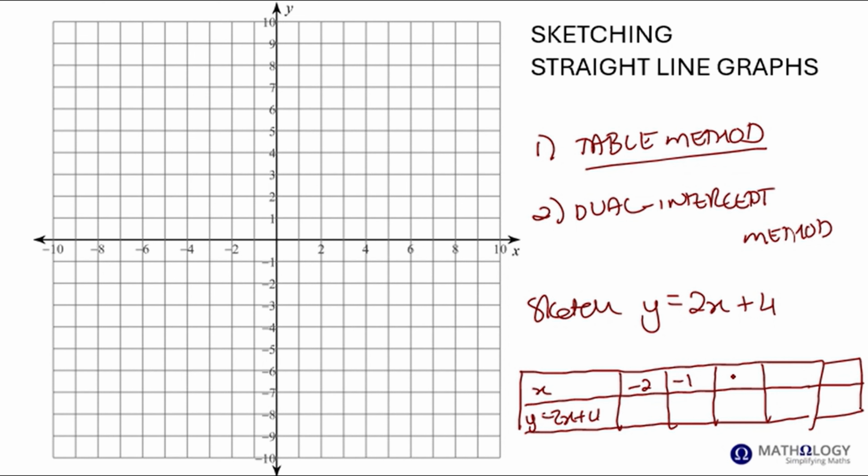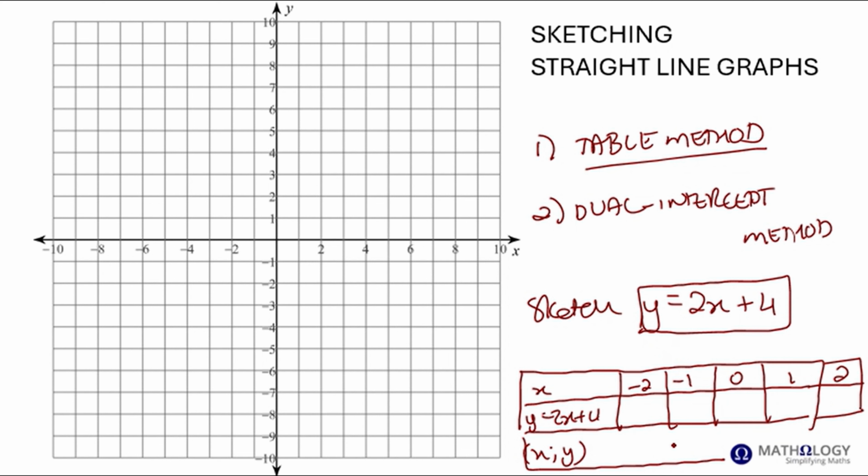Generally speaking, these are the values that we choose. We get to choose the values of x. Whatever values of x we choose, we then substitute it into the function y equals 2x plus 4. We get the corresponding y values, and then we plot the points. So at the end of this, we're going to have points that we're going to plot.